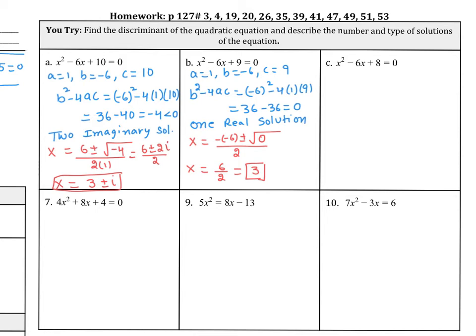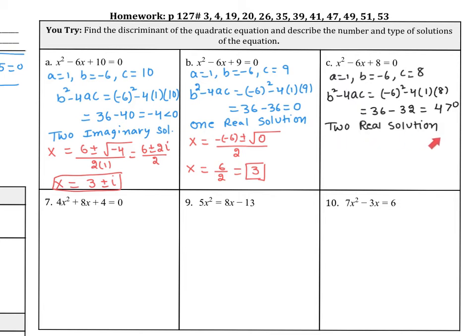Okay? Next question is where you have a as 1, b negative 6, and c equals 8. You're going to find the discriminant, b squared minus 4ac, which is equal to negative 6 squared minus 4 times 1 times 8. You get 36 minus 32, and that's going to be 4. So you're going to have two real solutions because 4 is greater than 0.